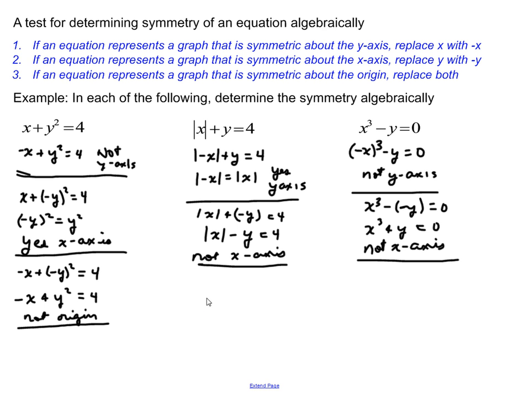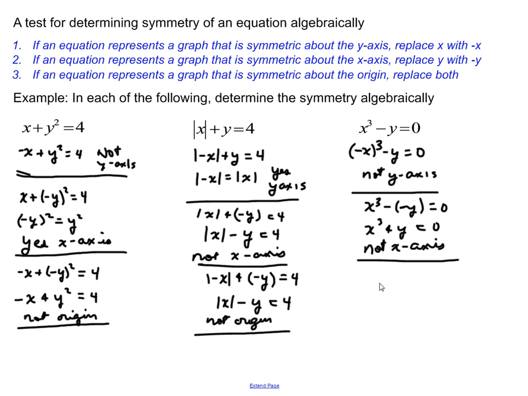How about the second case? Well, if we test this one by replacing x with negative x and y with negative y, we wind up with the same situation that we had when we were testing x-axis symmetry. The absolute value of negative x is the same thing as the absolute value of x, but we'll be subtracting y to get 4, and since that changes the nature of this equation, we were going to say that this one's not symmetric to the origin.